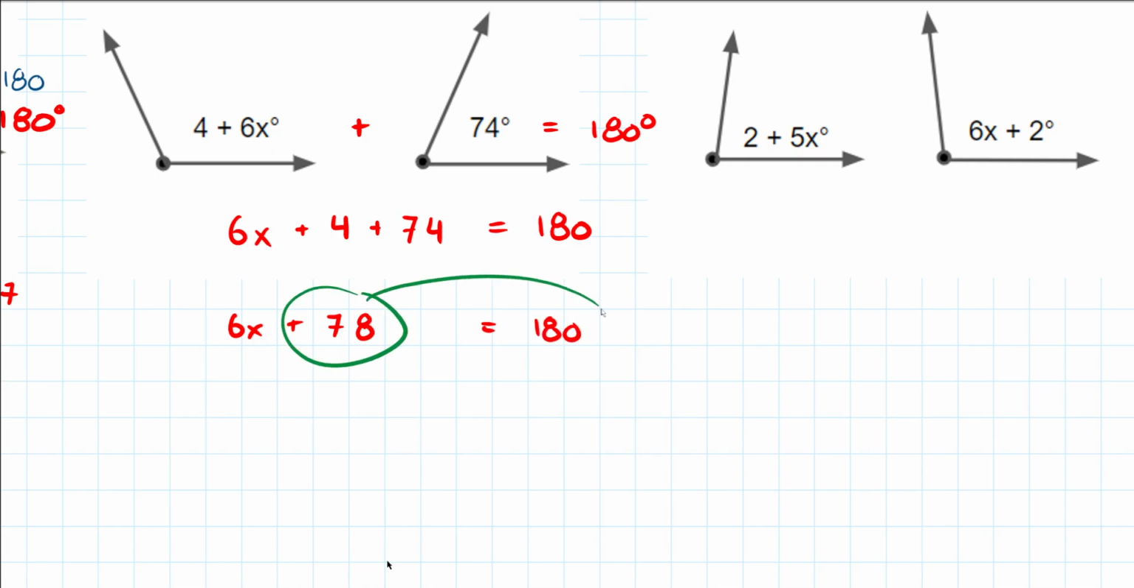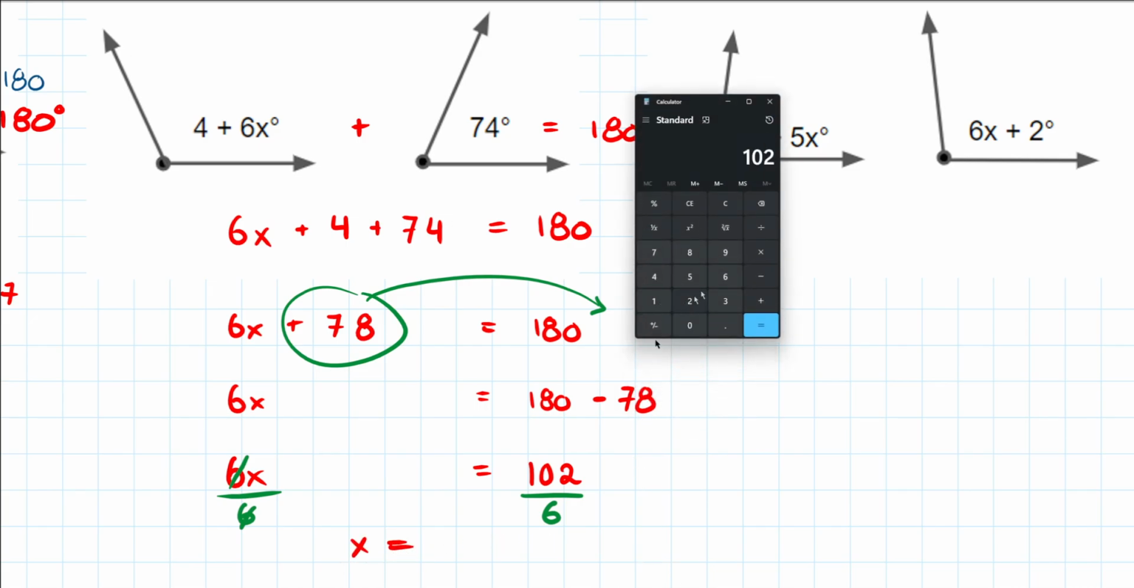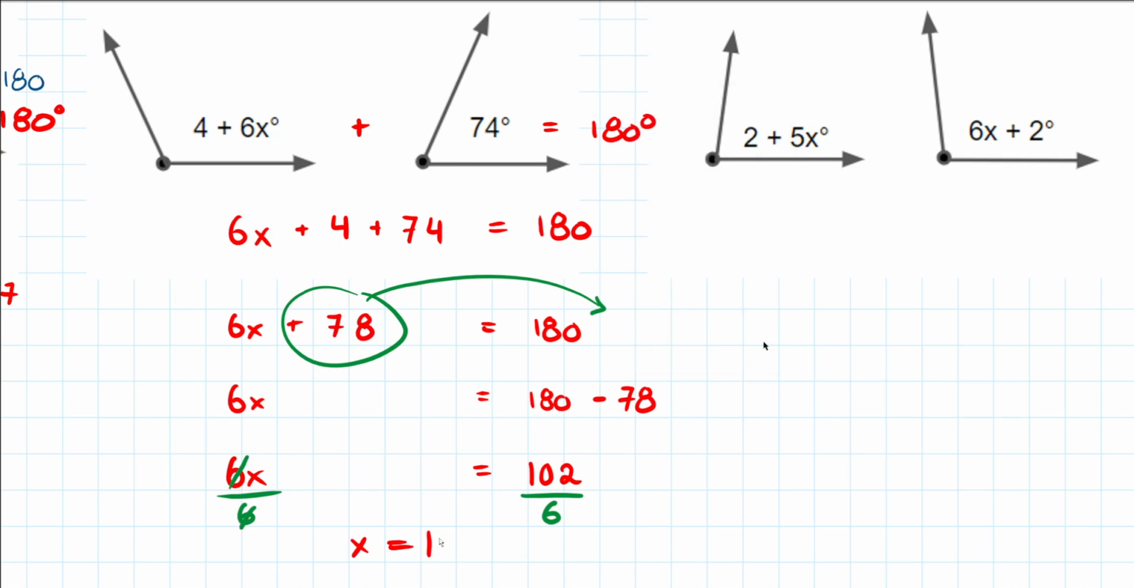I'll move my 78 to the other side. So that gets me 6x equals 180 minus 78. Again, we're switching the sign once we move it over. Drop down that 6x equals 180 minus 78 is 102. And then last but not least, I divide. Divide by my coefficient. Slice and dice. X equals, let's just pop out the calculator for that. 102 divided by 6, 17. Boom. X equals 17.